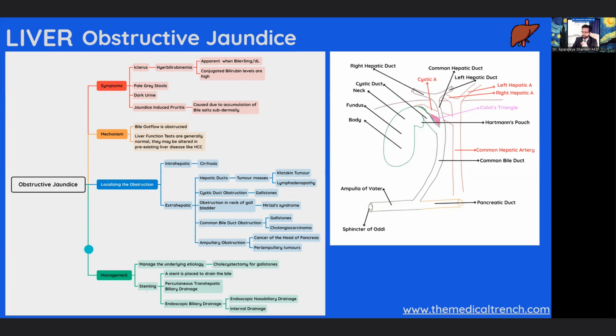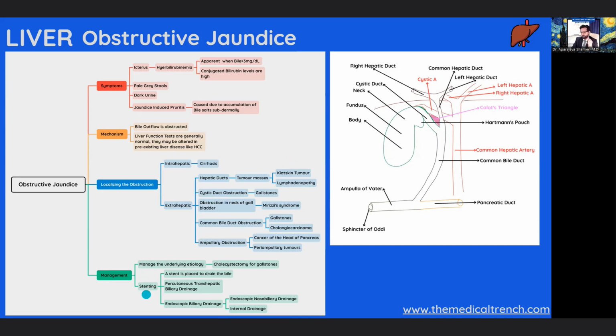Now, in order to manage it, most of the time, you just have to manage the underlying etiology of obstructive jaundice. If the patient has a stone, then try to remove the stone. If there's excessive bile, and the patient is crashing and not good for surgery, then you just do a PTC, percutaneous transhepatic cholangiography, and drain out the bile directly, right?